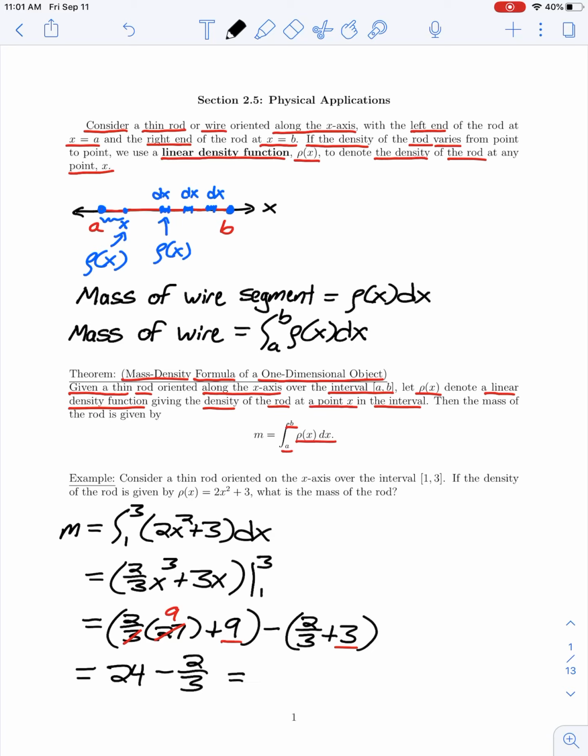So simplifying, 24 would be 72/3. We're subtracting 2/3, which leaves us with 70/3 for the mass of this wire.